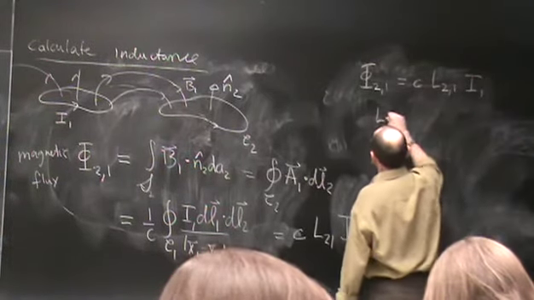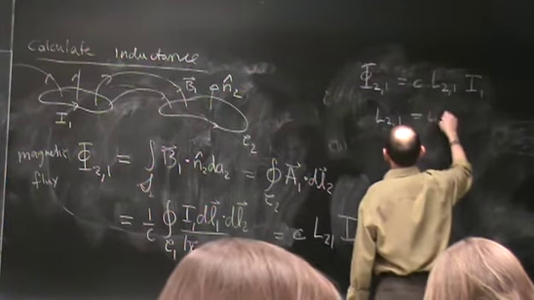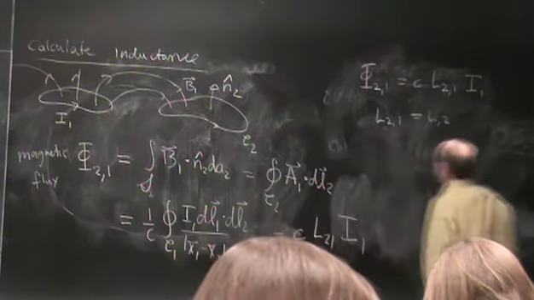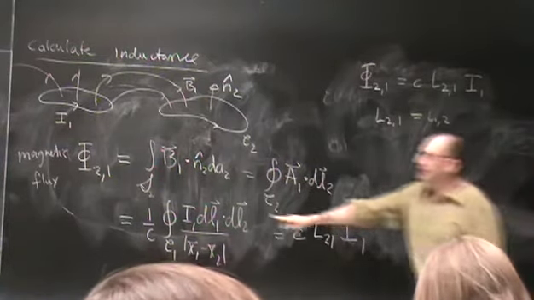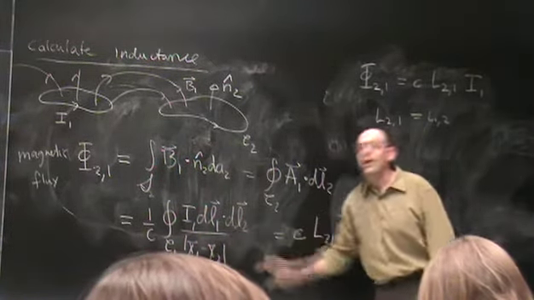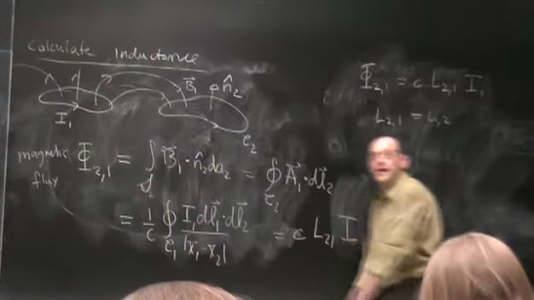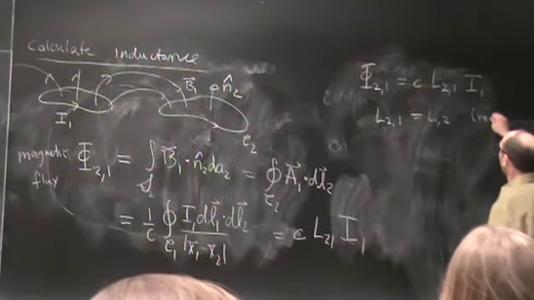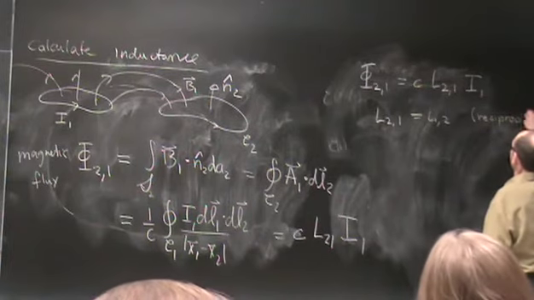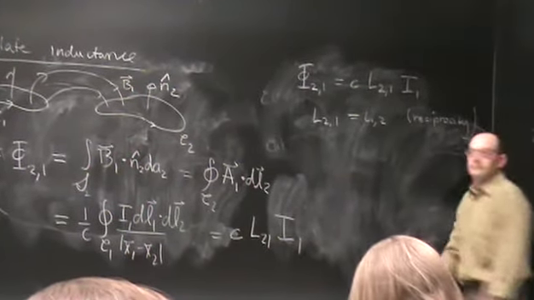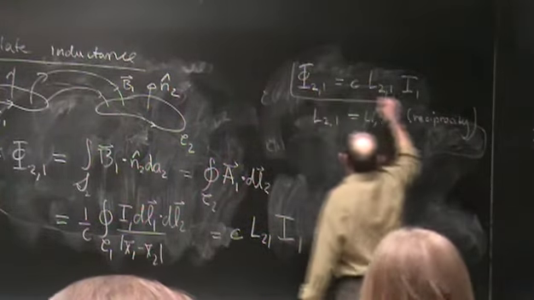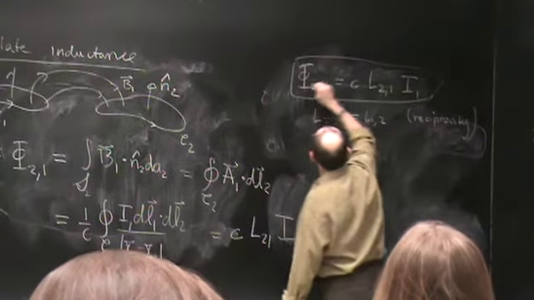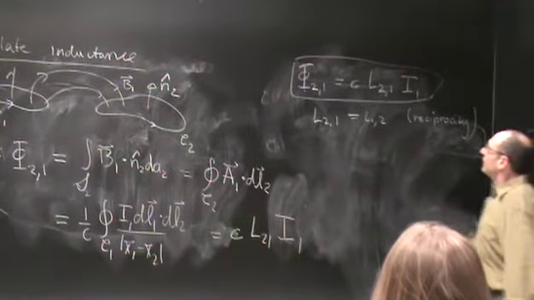It doesn't matter what order I write this in, because this is symmetric: the inductance on 1 due to 2 is equal to the inductance of 2 due to 1. That is known in the electrical engineering literature as reciprocity. So this is the relationship between flux of magnetic field, inductance, and current.